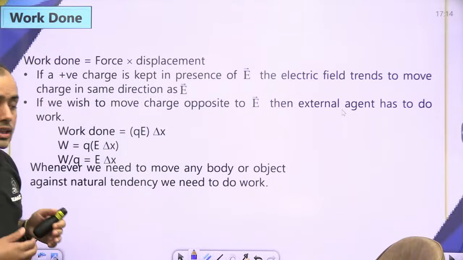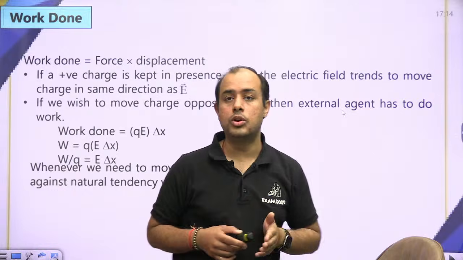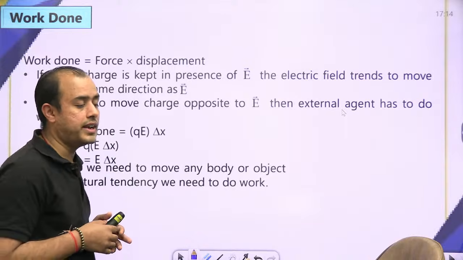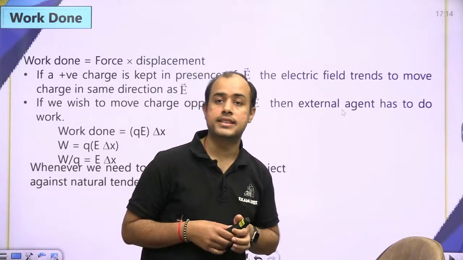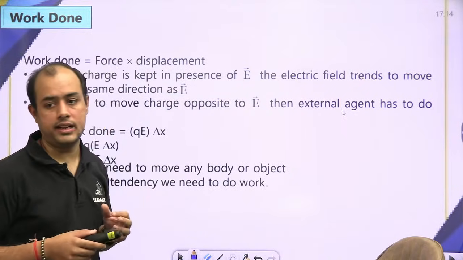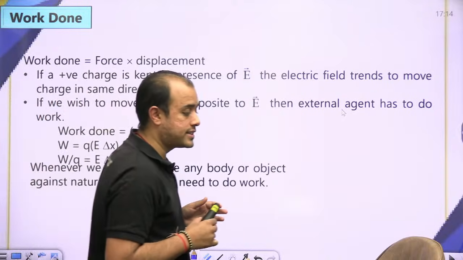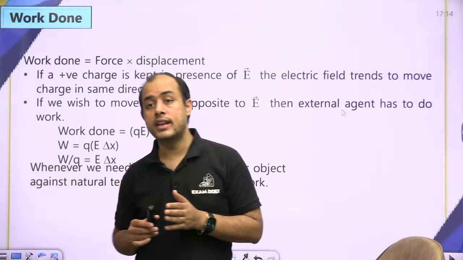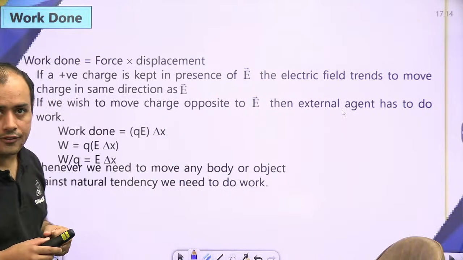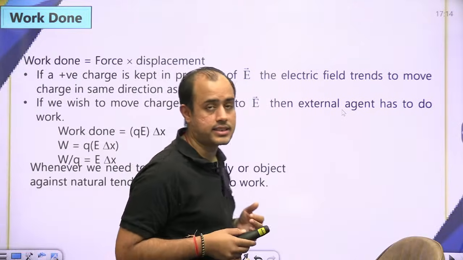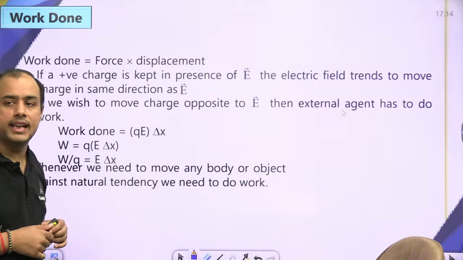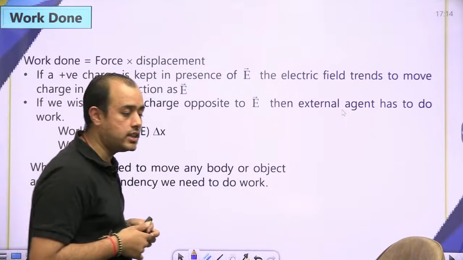So now beta, we know the concept of work done. Work done is the force into displacement. So whenever we keep a positive charge under the influence of electric field, it will start to move in the same direction as electric field. But if you want to move it opposite to the field, see, the natural tendency of a positive charge is to move in a direction parallel to field. But what if I want to move it opposite to the field? I have to apply a force externally. I have to push the charge in a direction opposite to the electric field. For that, beta, I need to do work.